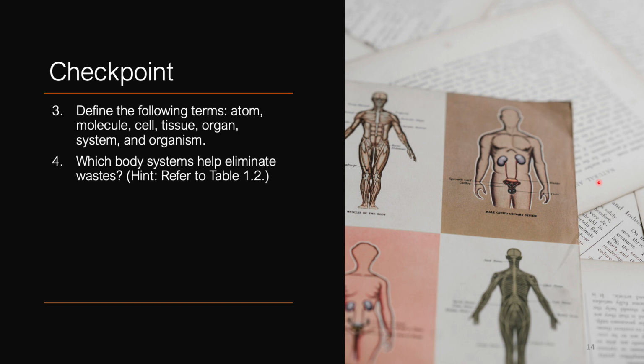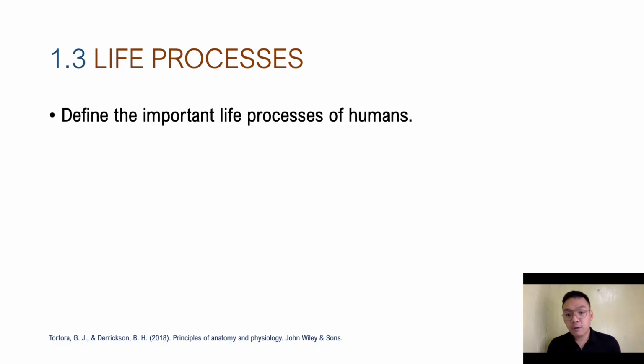Now we will have a checkpoint, and this is the third question: define the following terms: atom, molecule, cell, tissue, organ, system, and organism. And which body systems help eliminate waste? There's a hint. You may refer to Table 1.2.